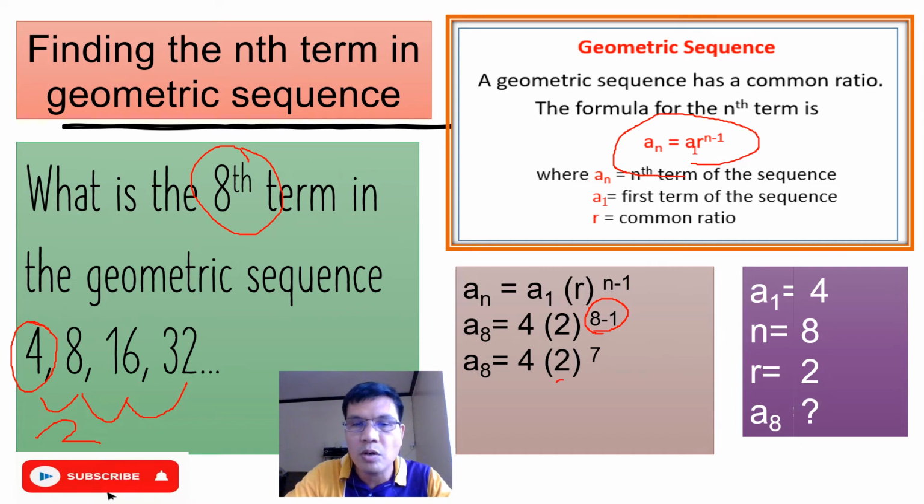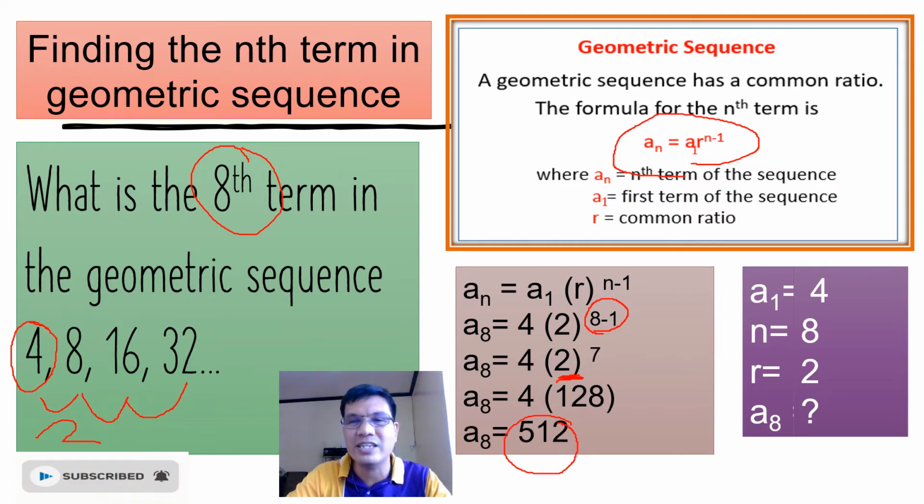So meaning, we are going to multiply 2 7 times. So 2 times 2 times 2 times 2 times 2 times 2 times 2. So the answer is 128. Then we are going to multiply 128 times 4. So our A sub 8 or our 8th term is 512. Okay, so that is the formula. Don't forget, ha? A sub n is equals to A sub 1 times ratio raised to n minus 1.